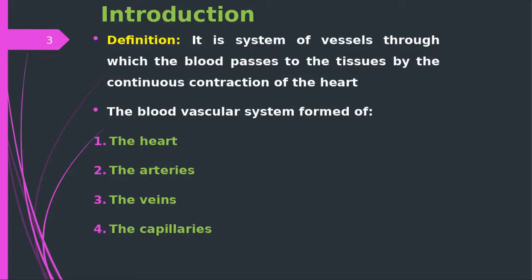Now, introduction. First, what is basically a circulatory system? It is a system of vessels through which the blood passes to the tissues by continuous contraction of the heart. That is why it is called the blood vascular system. The blood vascular system is formed of the heart, the arteries, veins, and capillaries. You have to remember this. So there is the heart, arteries, veins, and capillaries.